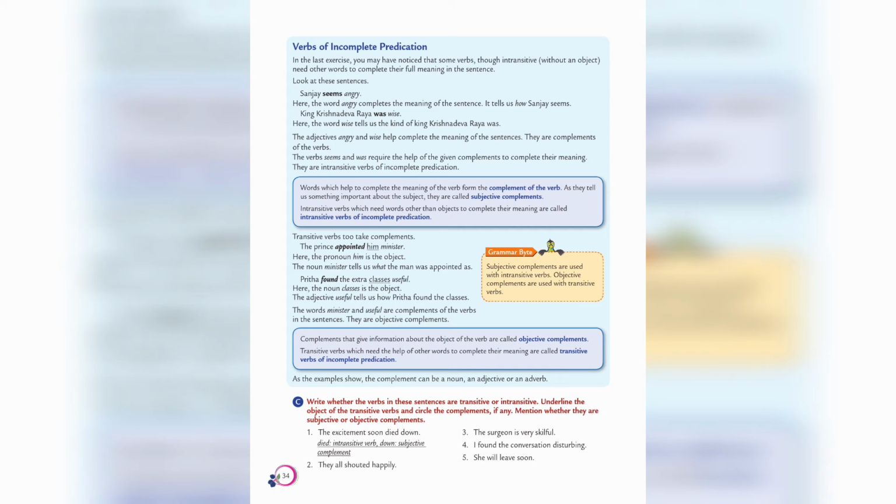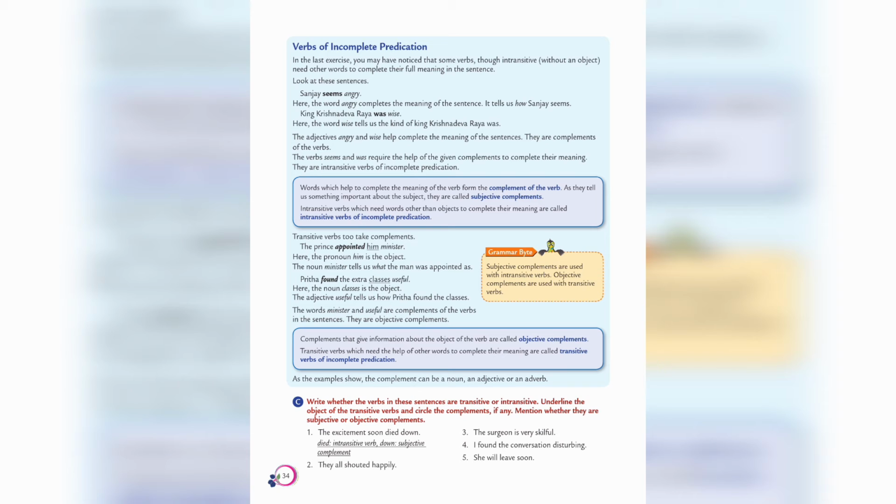King Krishnadevaraya was wise. Here, the word wise tells us the kind of king Krishnadevaraya was. The adjectives angry and wise help complete the meaning of the sentences. They are complements of the verbs. The verbs seems and was require the help of the given complements to complete their meaning. They are intransitive verbs of incomplete predication.